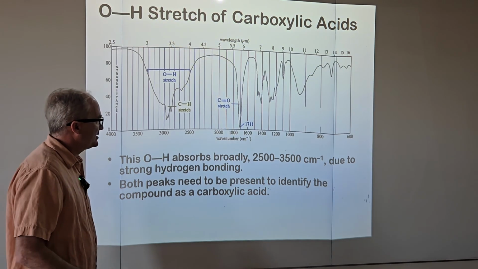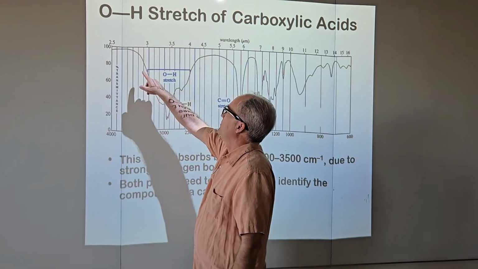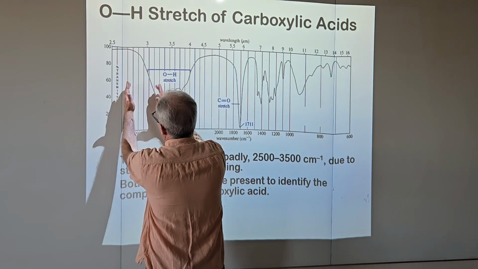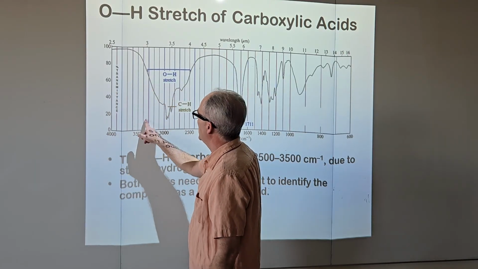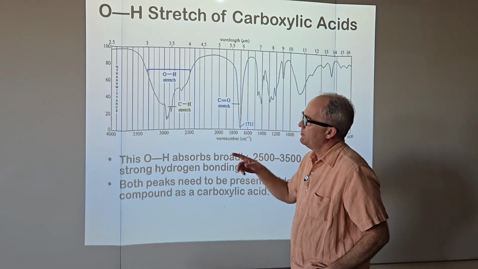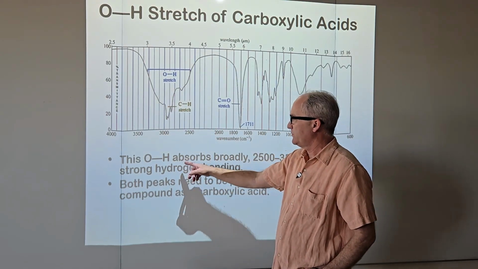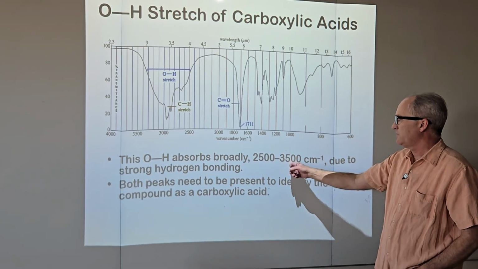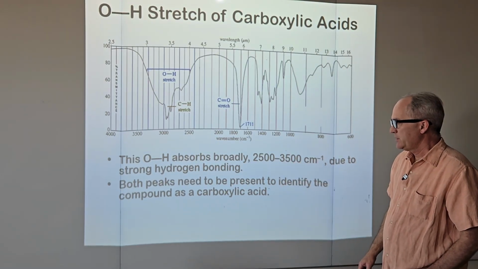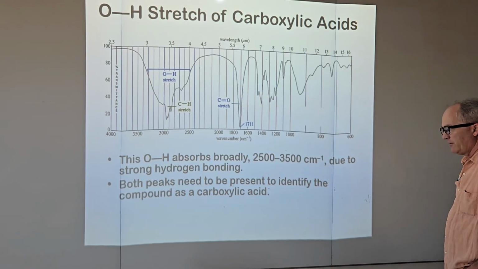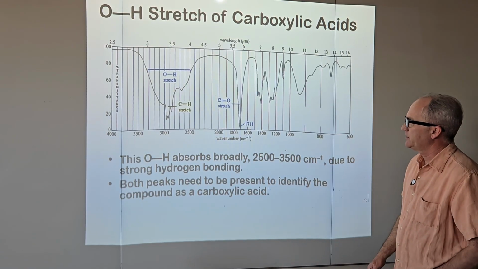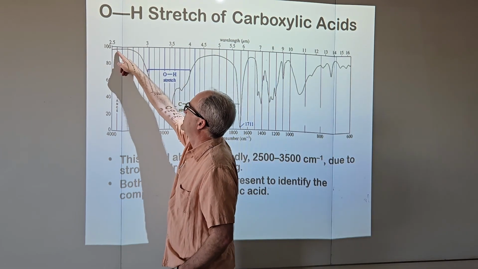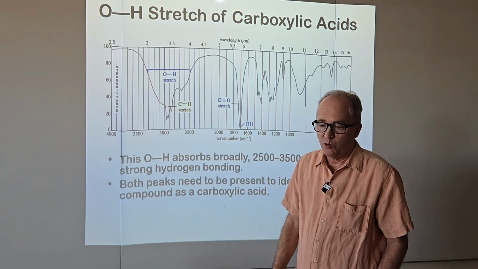So this spectrum here, we see carbonyl carbon, and we see this broad stretch there. Now notice the alcohol was centered around 33. So we don't want to think this is an alcohol. It shifted. It says this OH absorbs broadly at 2,500 to 3,500, and both peaks need to be present to identify the compound as a carboxylic acid. So we see carbonyl carbon in an alcohol. Normally this comes like this. Any questions?